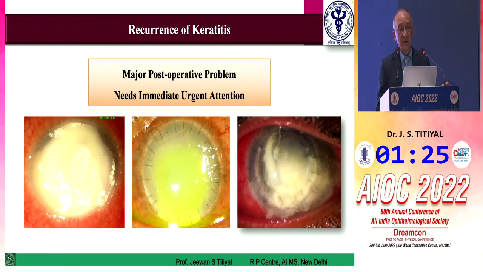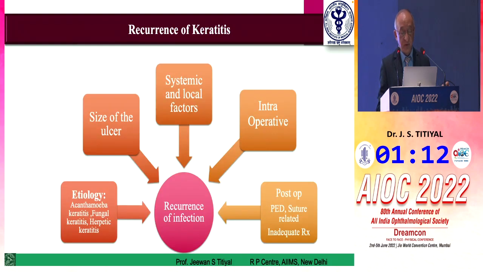Yes, it all will depend on the pathology behind also, and that might be the cause for recurrence happening in these cases. You all know larger graft, fungal ulcers, especially cases where you could not have the diagnosis proper will have more chances of recurrence happening. I talked about PED; suture-related problems are very, very critical in our country. Otherwise, sometimes we don't really look into systemic and local factors. As Dr. Tully talked about, there are so many other causes for perforation and peripheral thinning, which may subsequently cause secondary infection in these patients.